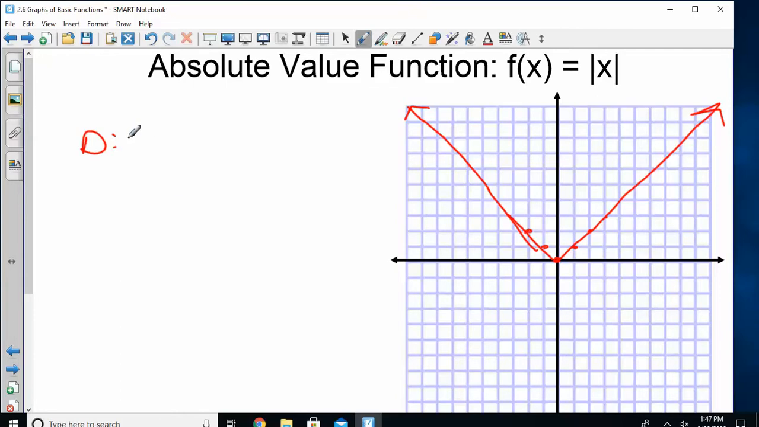Domain of that one? What about the range? What's the first section doing? Increasing, decreasing from negative infinity to 0. What's the next section doing? Increasing after that. Good. Questions on any of those?